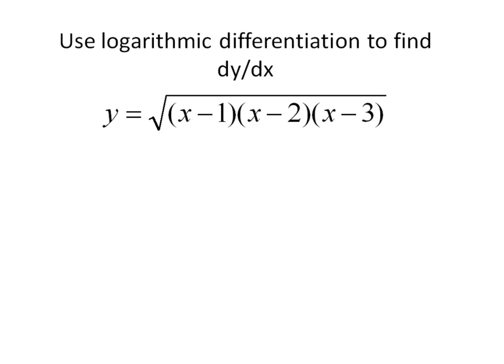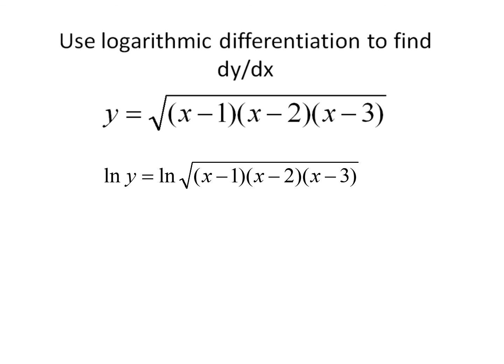Logarithmic differentiation is a method that we can use to differentiate a very convoluted function. So looking at this function, if I were to take the derivative of this, I would have to use product rule, and I'd have to use chain rule, and it would be very convoluted. But if I rewrite this using logs, what I'm going to do is take the natural log of both sides.